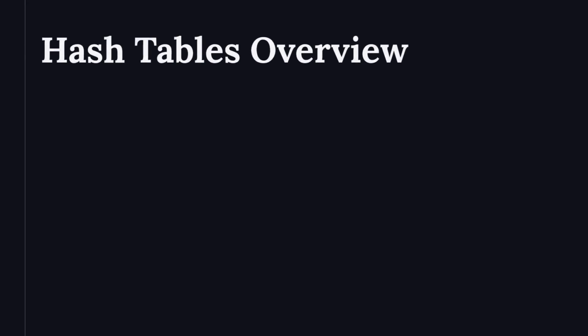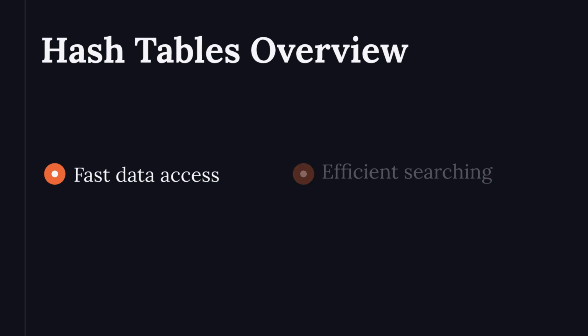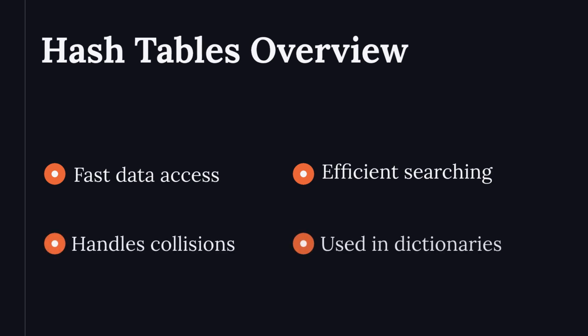Hash tables store key-value pairs using a hash function to calculate an index. They provide very fast data access and efficient searching, insertion, and deletion. However, collisions must be managed, and performance depends on the hash function quality. Used in dictionaries and caches.